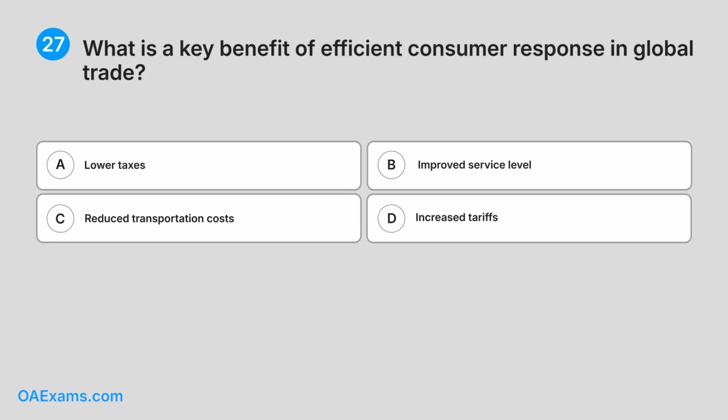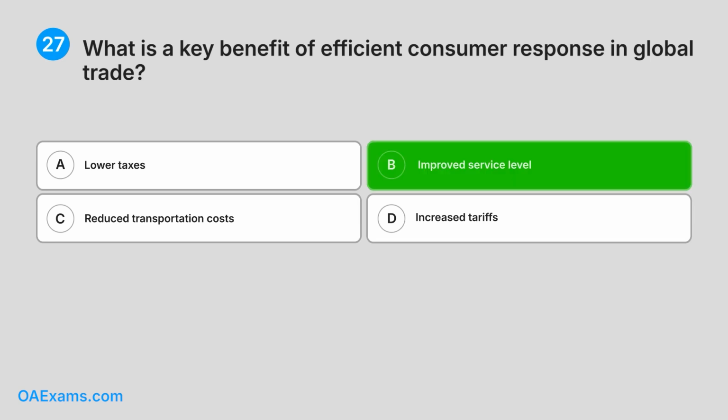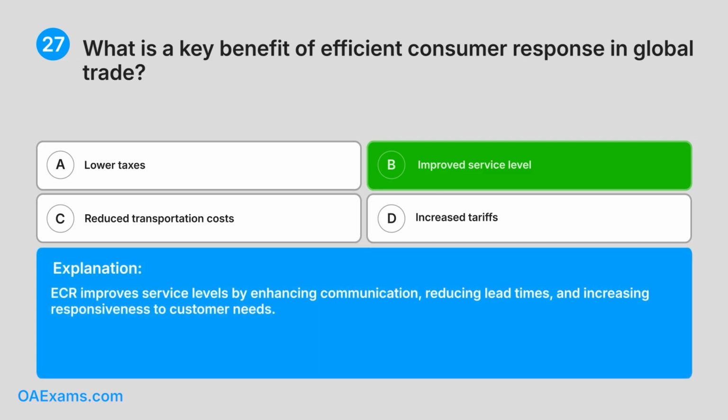Correct answer: B. Improved service level. Explanation: ECR improves service levels by enhancing communication, reducing lead times, and increasing responsiveness to customer needs.